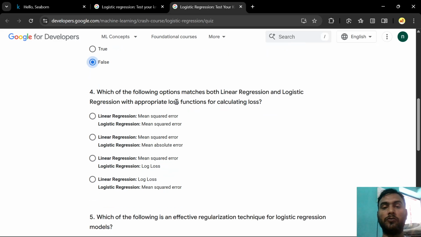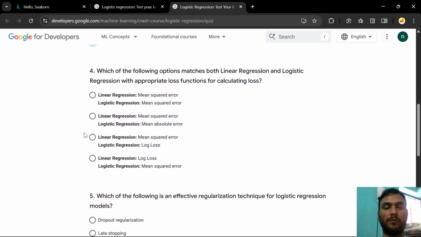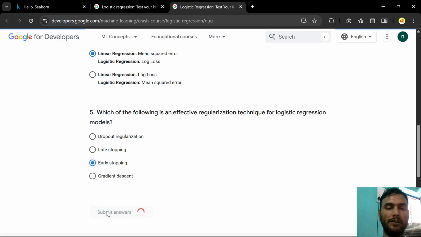Which of the following options matches both linear regression and logistic regression with the appropriate loss function for calculating loss? Linear regression, mean squared error, yes. Logistic regression, no, we cannot call it mean absolute error. This one is right, because in linear regression we calculate mean squared error, and in logistic regression we calculate log loss. Which of the following is an effective regularization technique for logistic regression models? Early stopping, which stops the model training early. Let's see the answers.